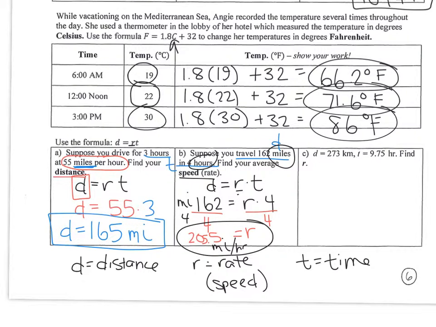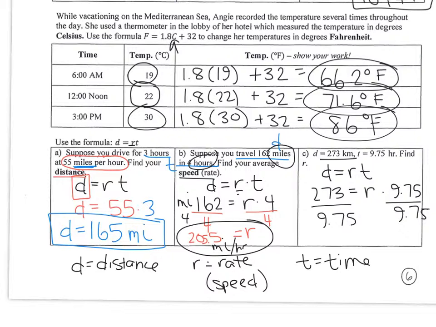And then the last one, D equals RT. Well, we're given D is 273 kilometers. The rate we don't know. And the time is 9.75. So to solve, you divide each side by 9.75. So I do 273 divided by 9.75, and I get 28. Now your units are kilometers divided by hours, so it's kilometers per hour is your rate.